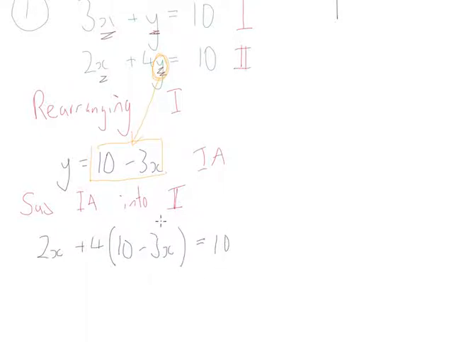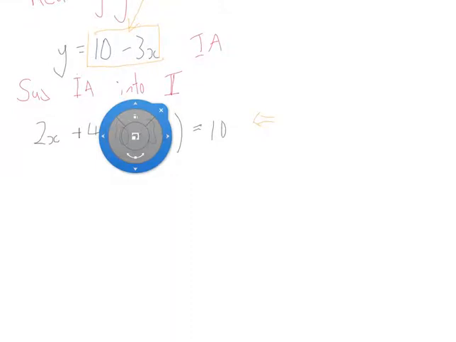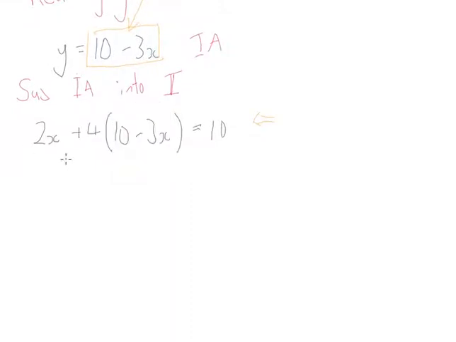So what I've done is reduce what I started with. I started with two equations, two unknowns, and now I've reduced it to one equation, one unknown. My unknown here is only x. So solving this, just expanding and solving like we would a normal equation, we get 2x plus 40 minus 12x equals 10.